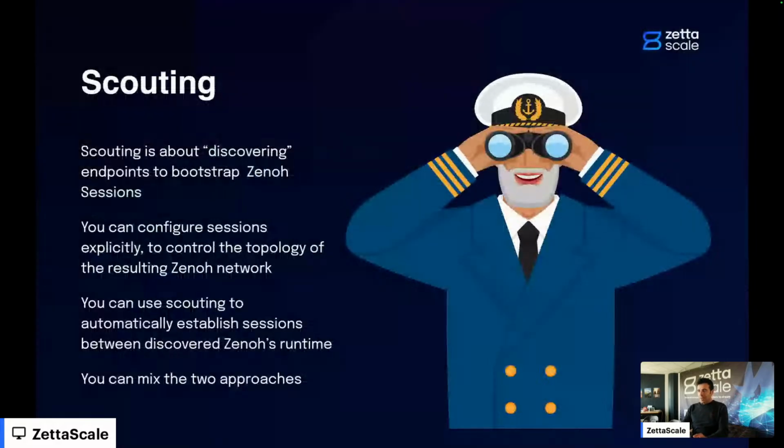So what is scouting? Scouting is about discovering endpoints, where endpoints could be across, as we have seen in the previous webinar, multiple communication technologies. As a Zenoh application, I could expose endpoints in UDP, TCP, serial, Unix pipes, and so on. Here I will just refer to endpoints without specifying what kind of link we are using to communicate. Scouting is about discovering endpoints from other applications so that I can bootstrap a Zenoh session. I discover, establish a Zenoh session, and eventually start to do something useful.